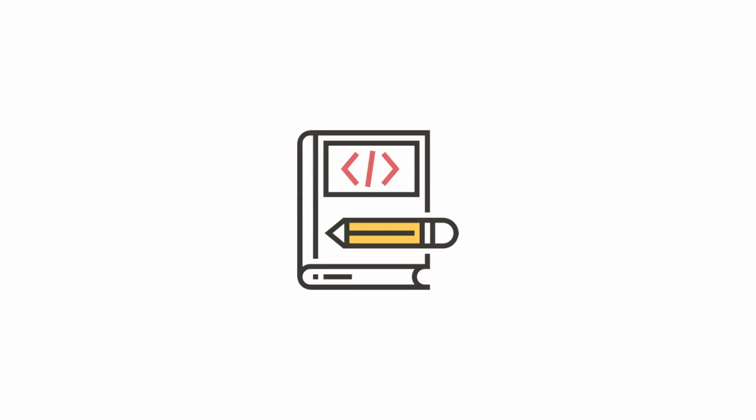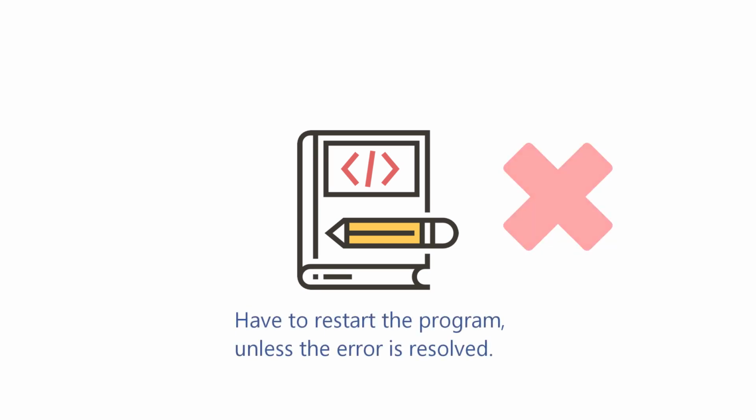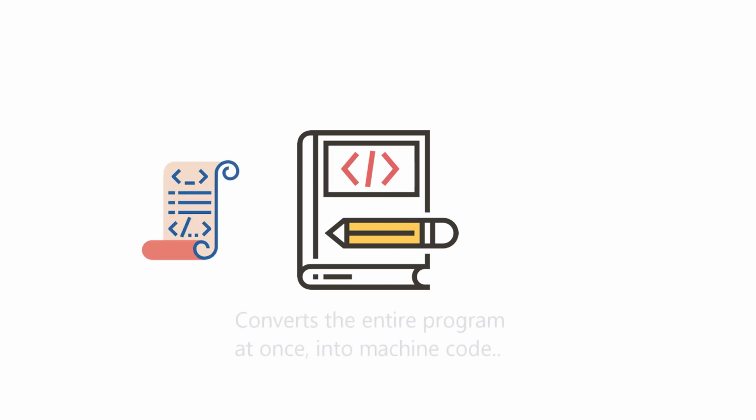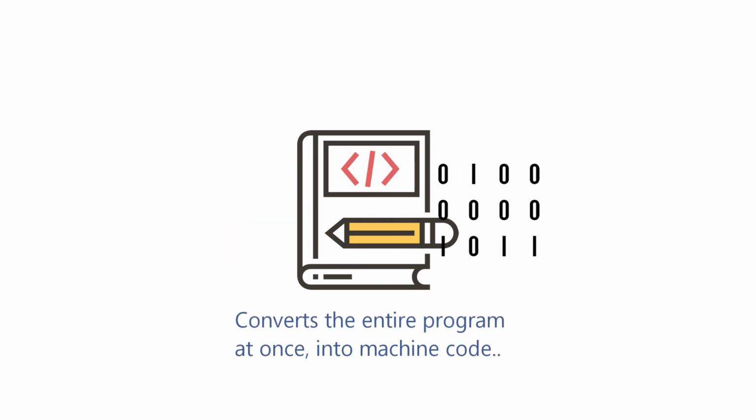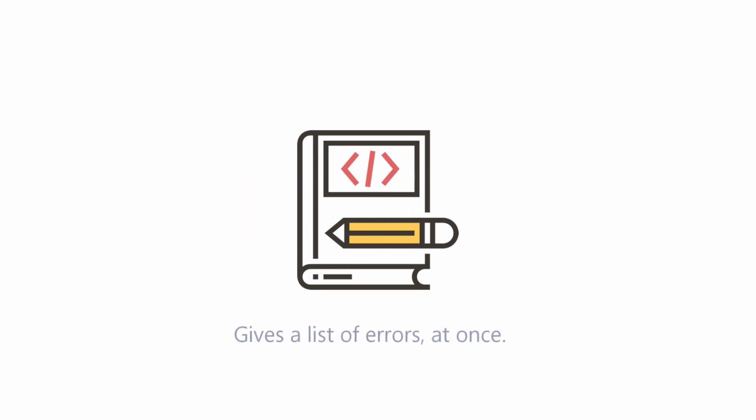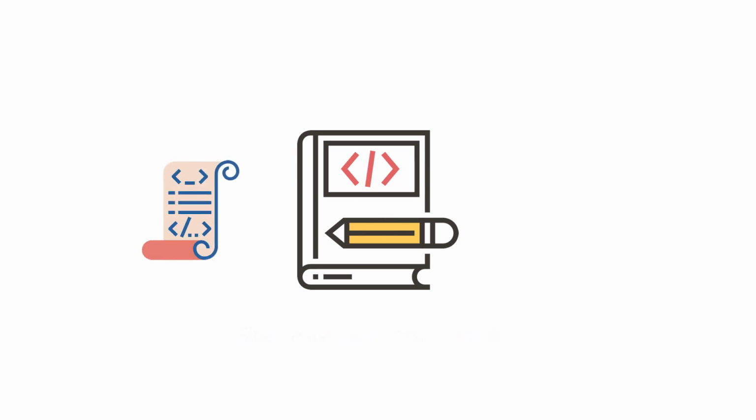Since an interpreter works line by line, it gives only one error at a time. The moment it encounters an error, program execution stops and the program has to be restarted after correcting the error. Whereas, a compiler converts the entire program at once, so it produces a list of errors found in the entire code. These errors have to be removed before the actual machine code can be created for execution.